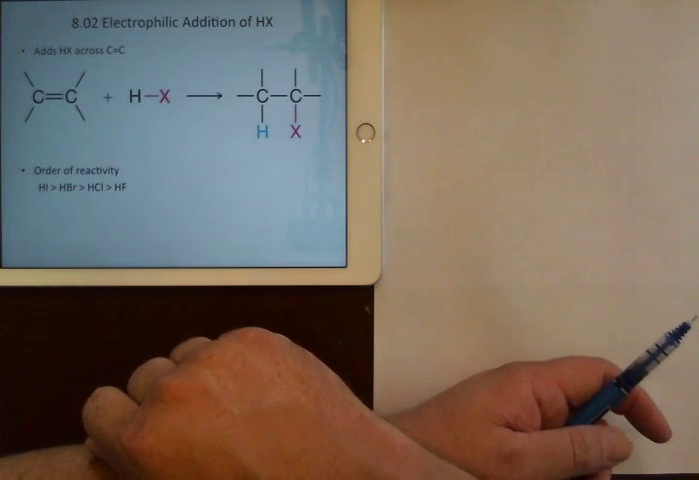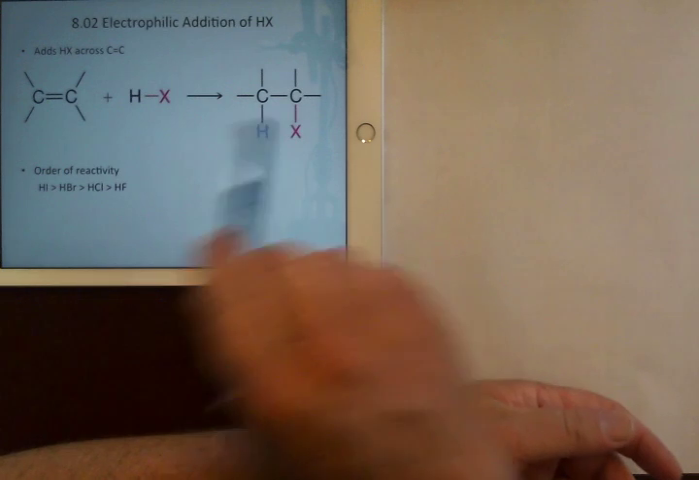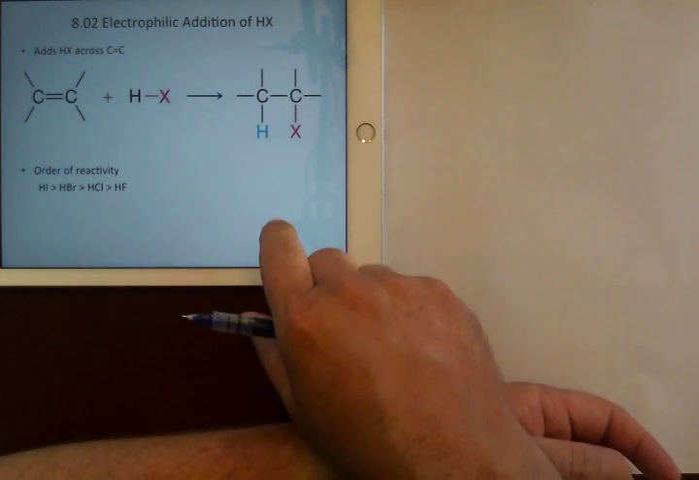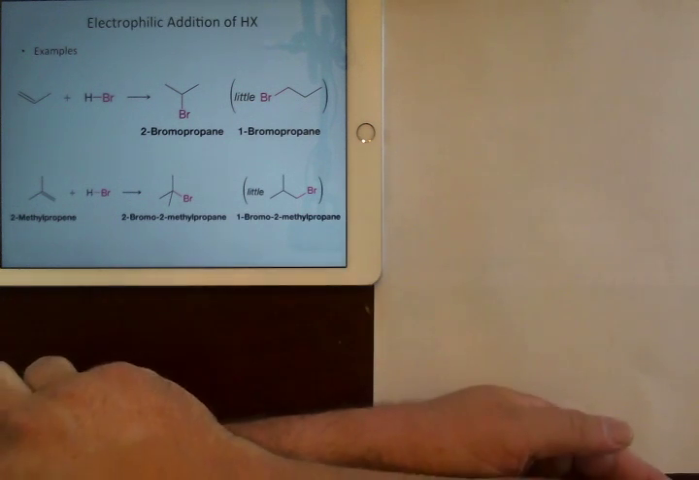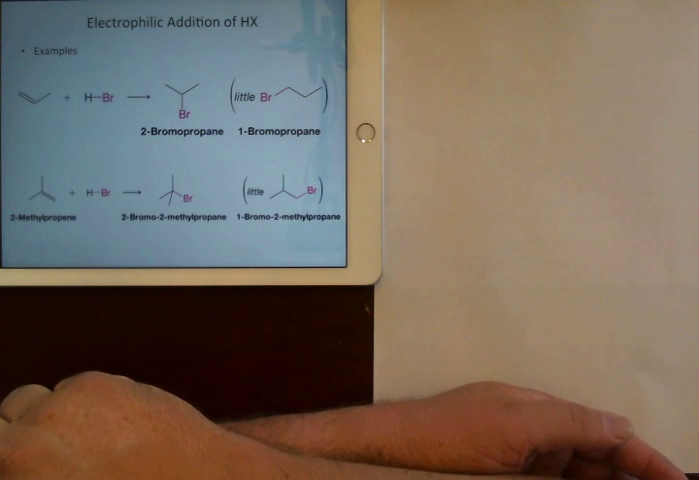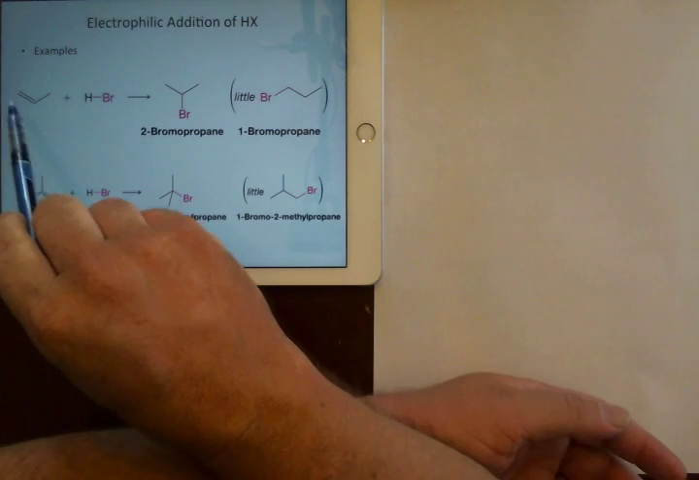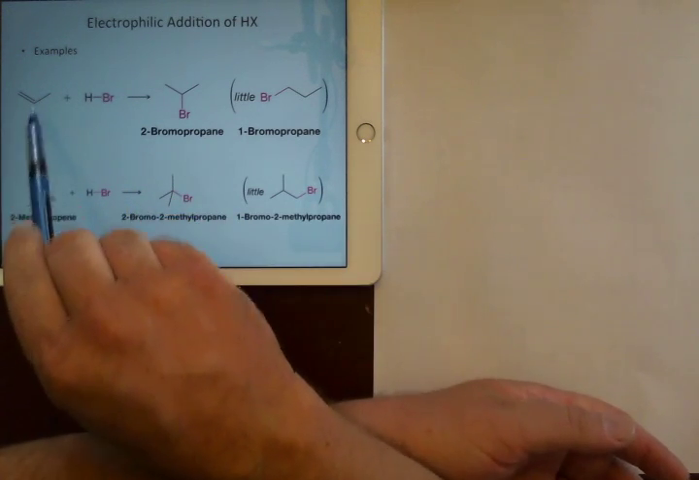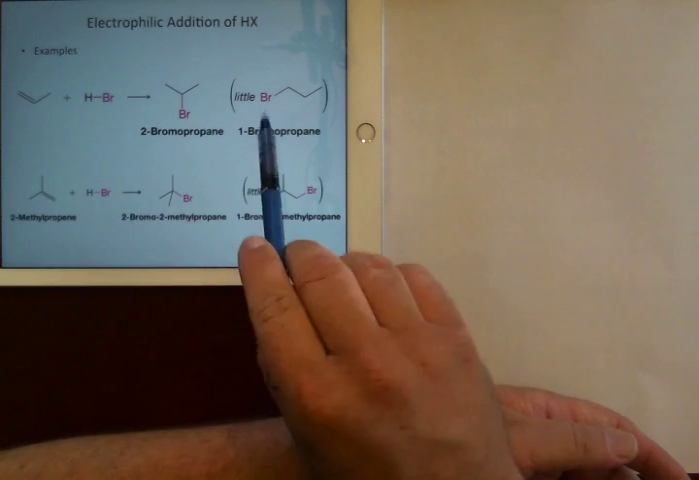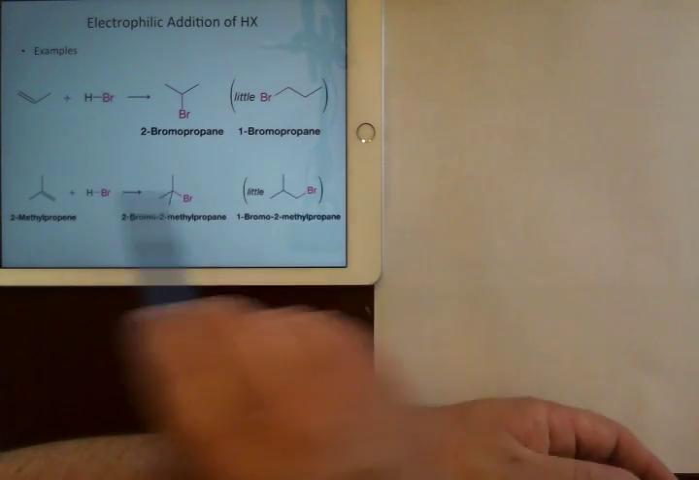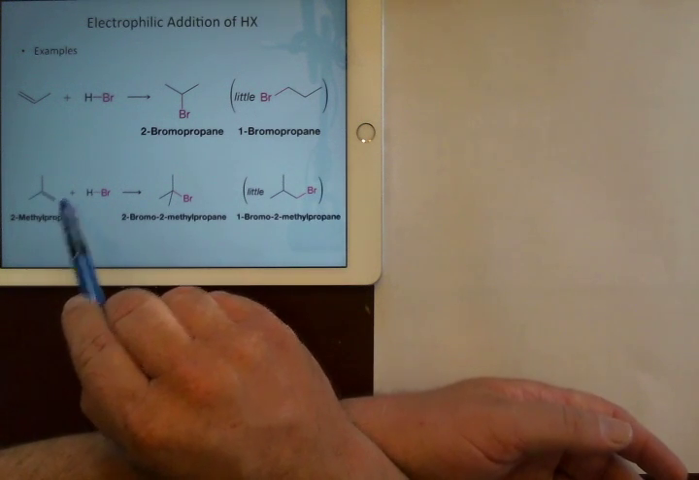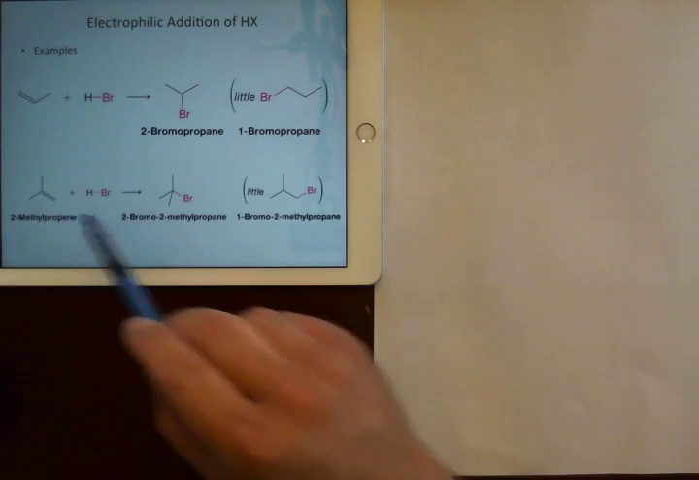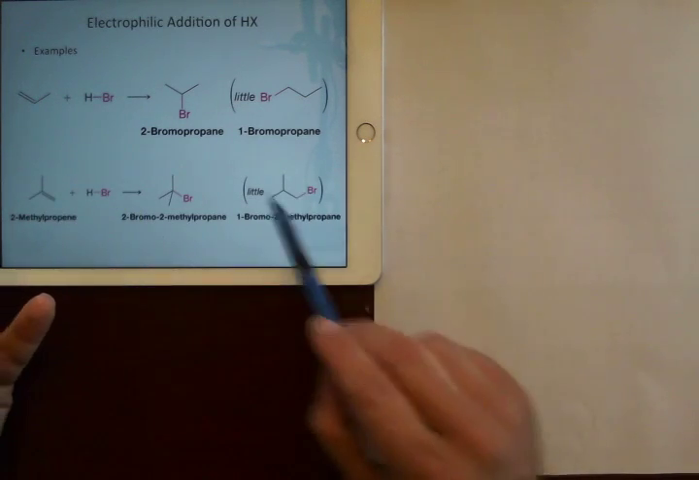So you're going to be adding across the double bond. Order of reactivity here, and you can actually get some selectivity, and we'll talk about that in a minute. If the molecule is unsymmetrical or non-symmetrical, you can get H and Br on this side, or you can switch it and do H and Br on this side. Same thing goes here. You can get H and Br on this side, or you can flip it and put the H and Br on this side to make this compound.